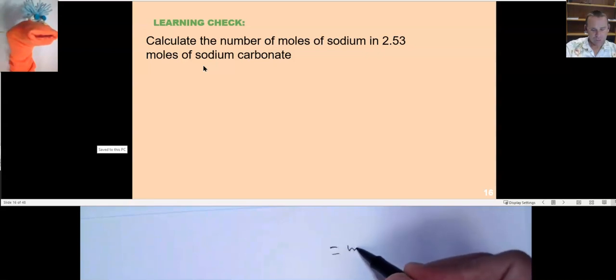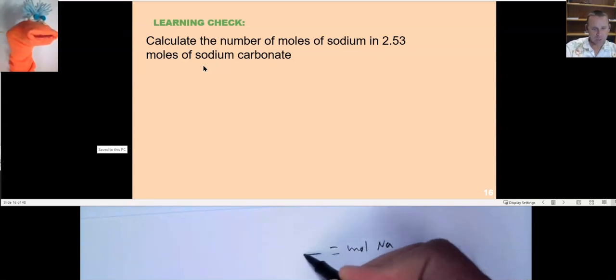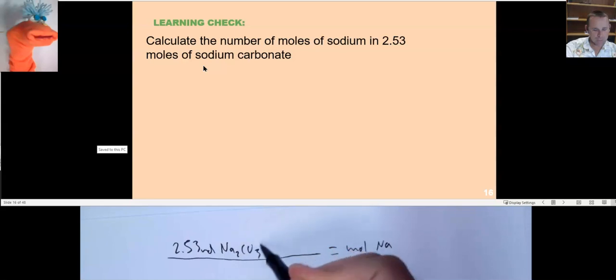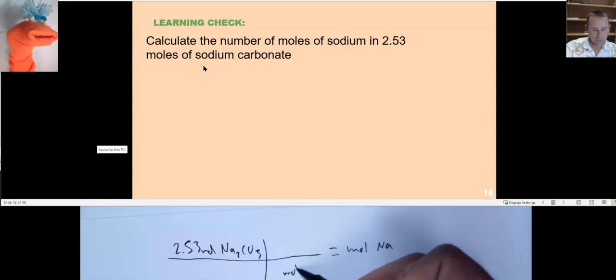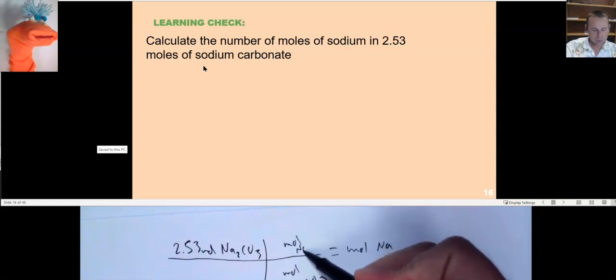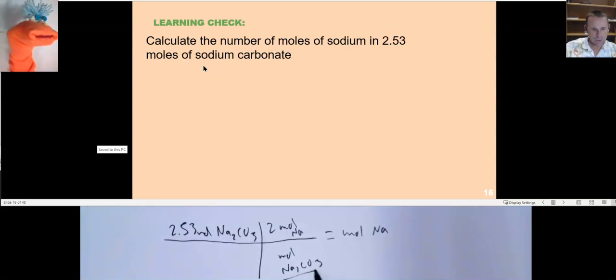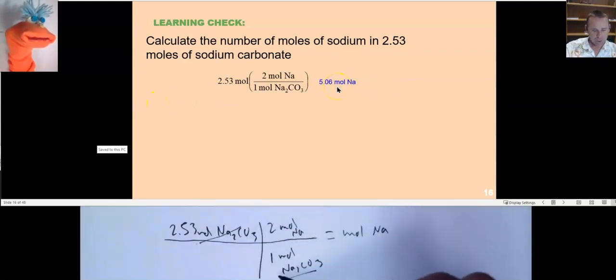I want to know moles of sodium, and I'm going to start with 2.53 moles of sodium carbonate. And I can go from moles of sodium carbonate and identify how many moles of sodium there are in each one. Each one of these sodium carbonates, Na2CO3, there's 2 moles of sodium. So 2.53 times 2 gives us the moles of sodium, because moles of sodium carbonate cancels out, and I'm left with my units of sodium.